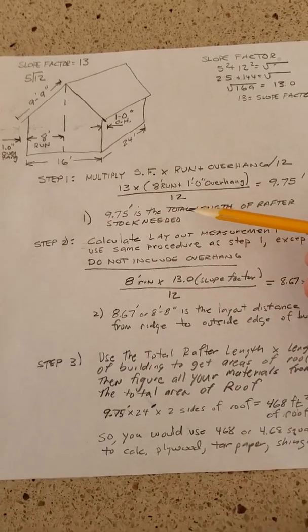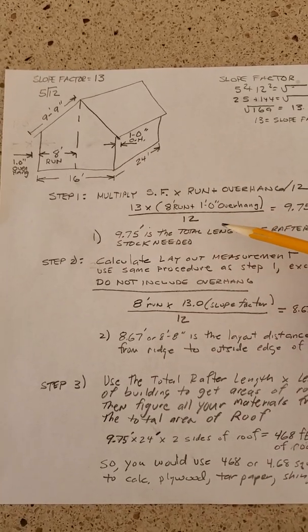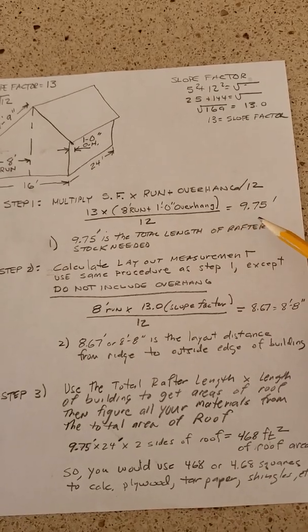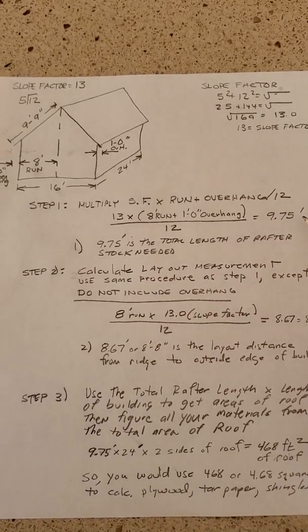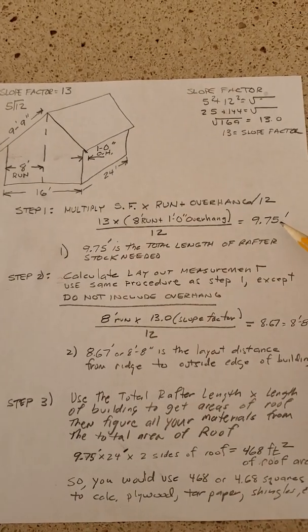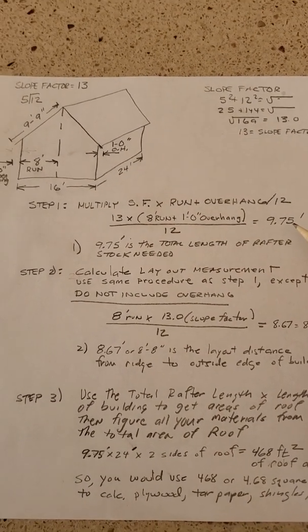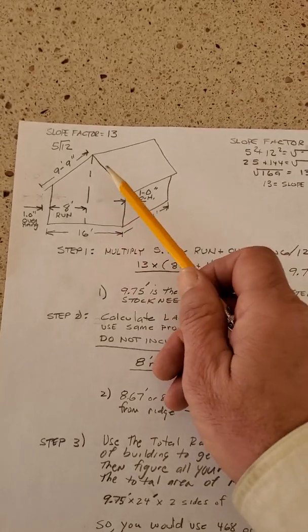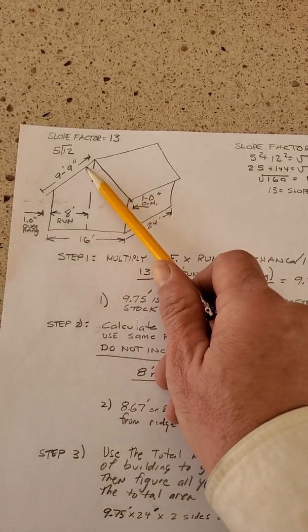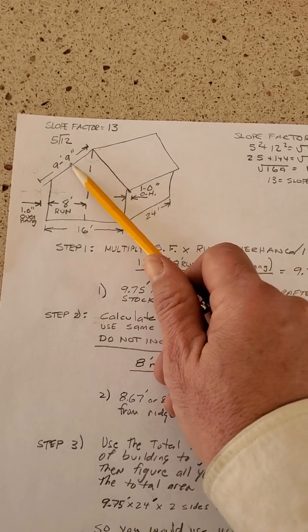So if you take 13 times 9, because 8 plus 1 is 9, divide by 12, you're going to get 9.75 feet. And you can leave that in decimal at this point, because you'll be using that for area and stuff down the road. You don't need to put that in inches, that particular measurement. So there you go. It's 9.75 feet, or 9 foot 9 inches, from the ridge to the eave.